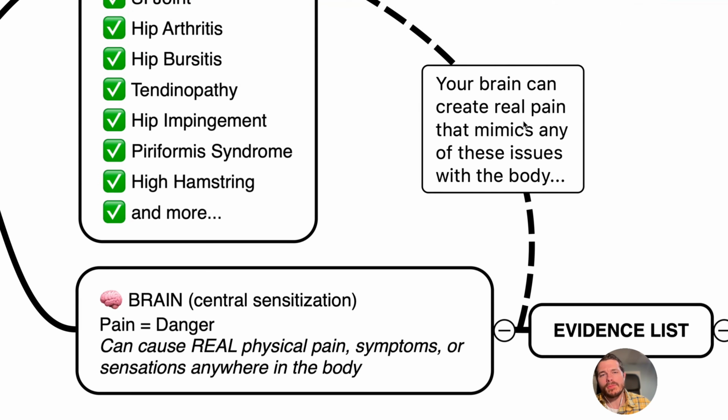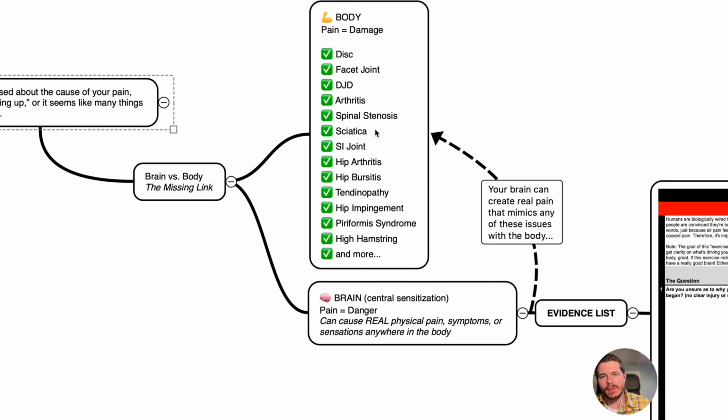And your brain can create real pain that mimics any of these issues within the body. So it could appear that you have sciatica because it travels below the level of the knee and the foot. You have a positive leg raise, and that's what you think. But then you go through your flowchart, Charlie, and something's not adding up.